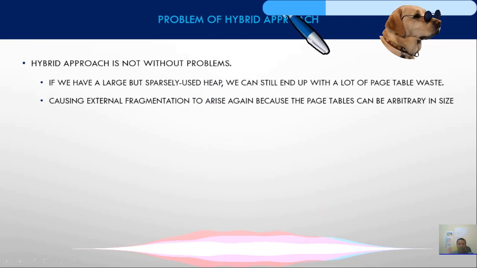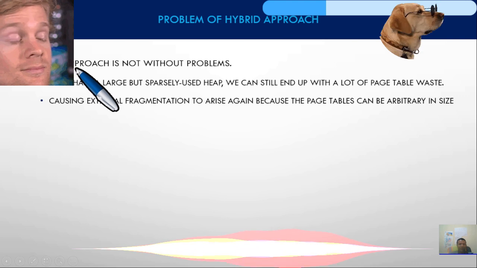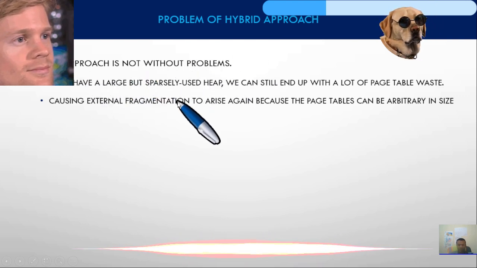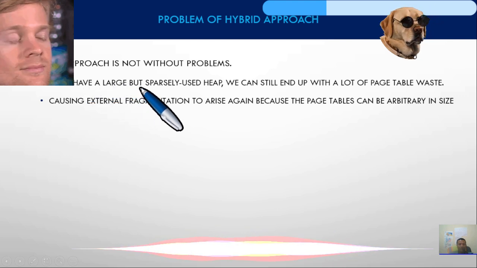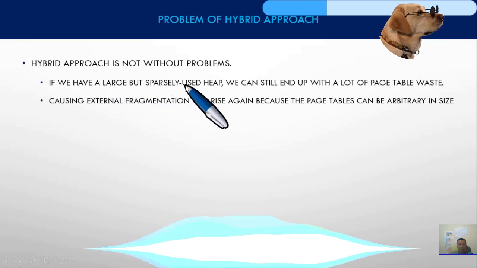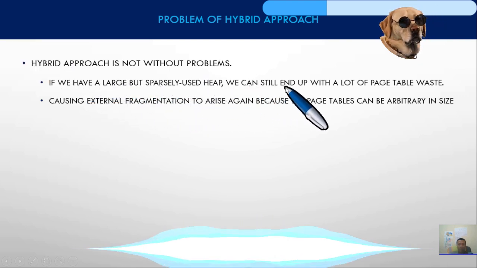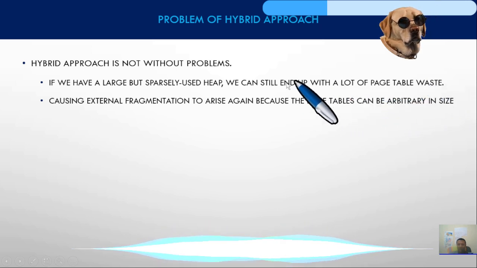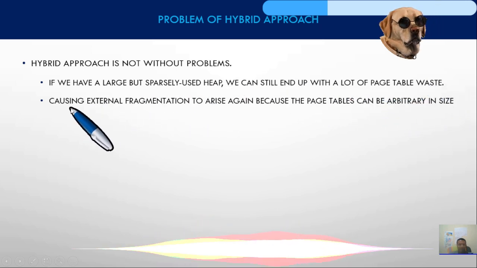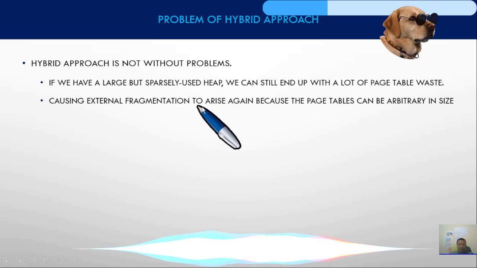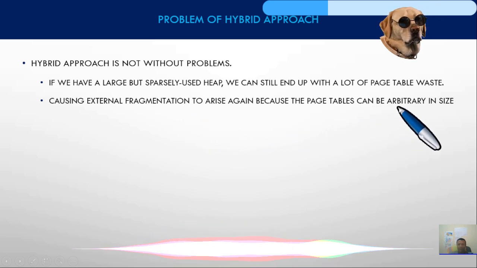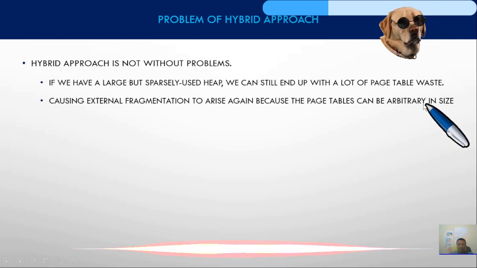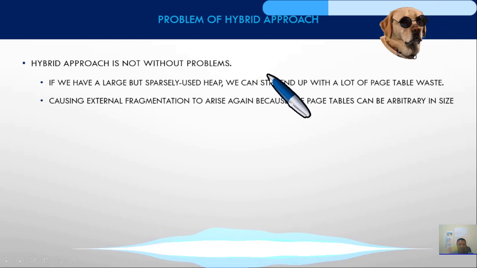So, the problems of the hybrid approach. The hybrid approach is not without problems. It has a lot of problems. For example, if you have a large but sparsely used heap, you can still end up with a lot of page table waste, again causing external fragmentation to arise, because the page table can be arbitrary in size. These are some of the problems.